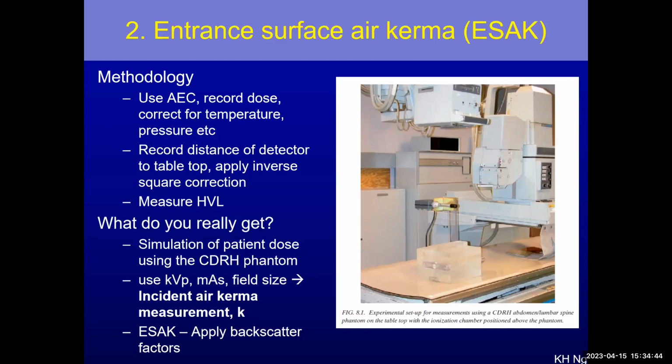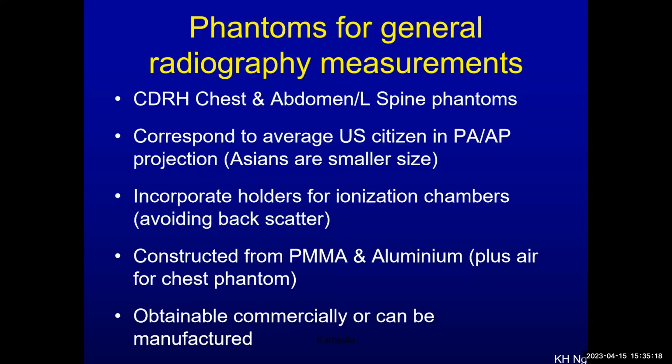Okay, and the other parameters, the FFD, distance, and all that, right? We also need to have the HVL of the system. So you have an idea of the kind of patient, those from a typical setting. And then we apply the backscatter factor to get the ESAK. You can see the geometry here, right? The ion chamber is further away from that. It doesn't detect any backscatter from the phantom.